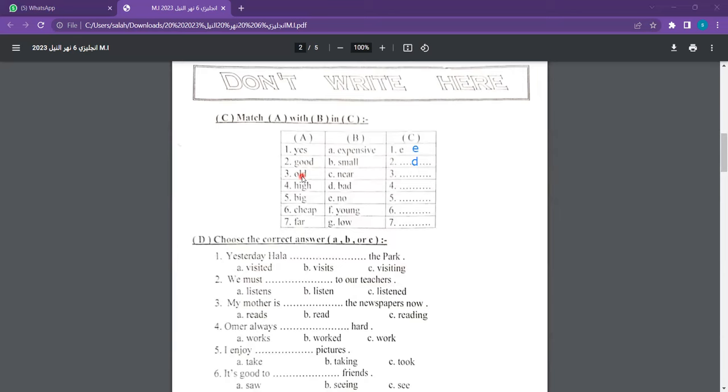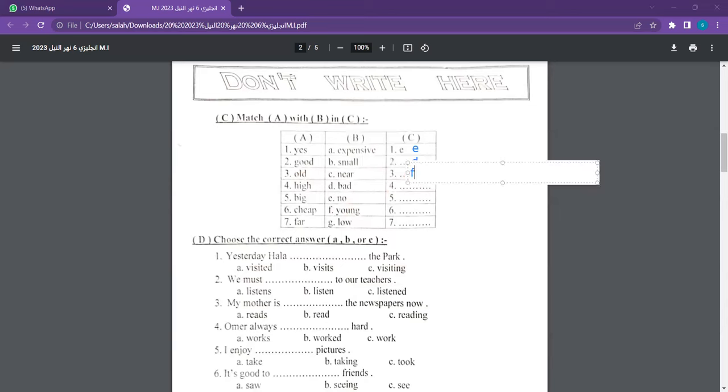Okay. Number three, old. Expensive, small, near, young, low. Small. Old. What is the meaning of old? This is very old. Not small. Old. The man is old. The boy is young. Okay? Opposite of old is young. Young, number F. Young is number F. I will put F here.